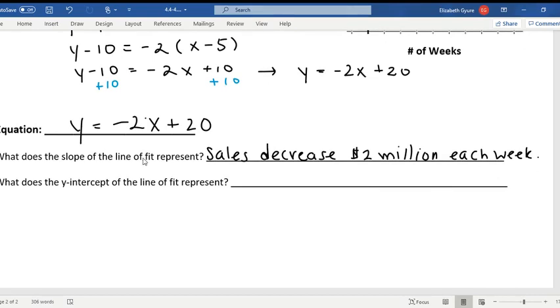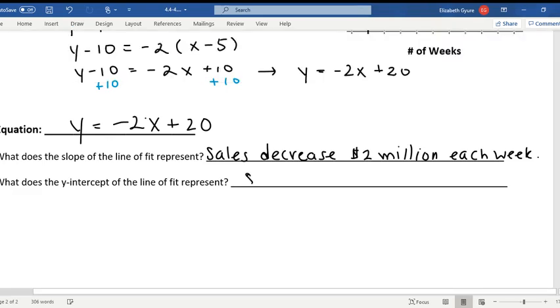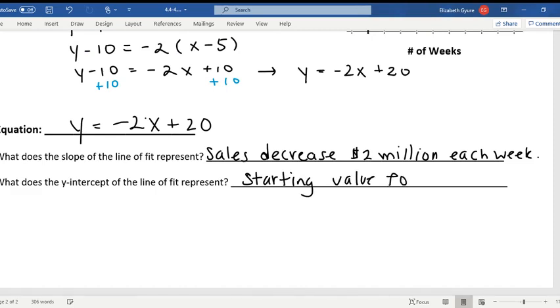Yeah, exactly. So this is the starting value for sales. So starting value for sales.